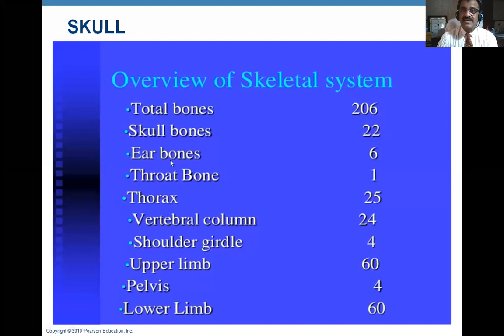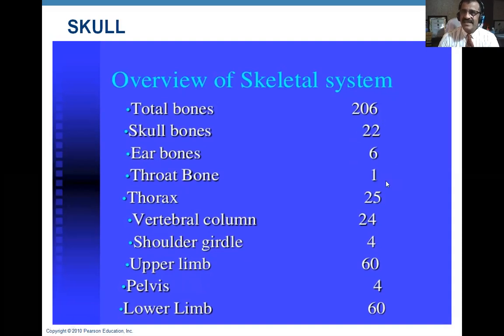But there are ear bones called ear ossicles, and they are present in the head. So we can add these 6 bones to the 22, and it makes 28 bones in the skull. But there is one throat bone which doesn't come in the thorax, doesn't come in the head, and doesn't come in the vertebral column, and it is a single bone, the hyoid bone. Usually the anatomists count the hyoid bone, which is just below the mandible, so it is counted in the head. So we get 28 plus 1, 29. So if I say that there are 29 bones in the skull, my answer is correct.